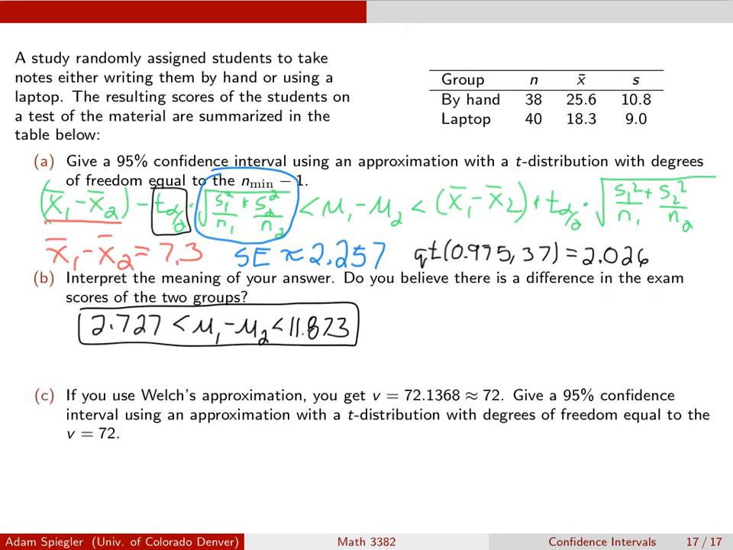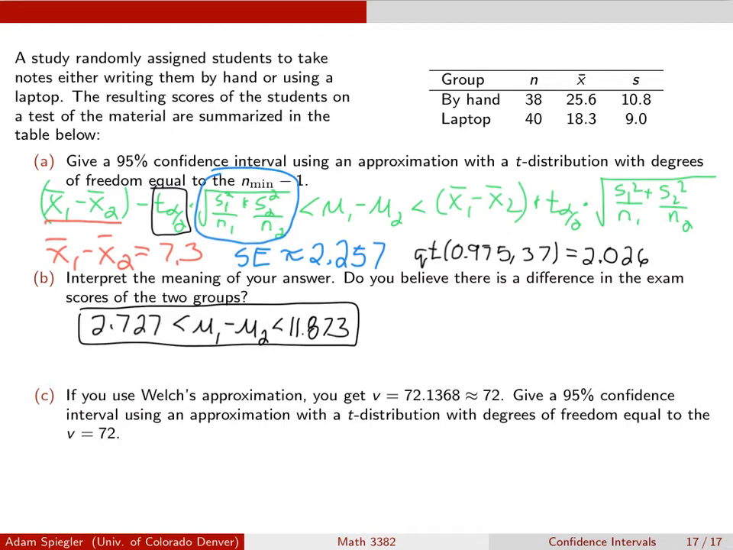And let me just say, if you didn't have R available to you and instead you were working with a t-distribution table, let's flip over to what that t-distribution would look like to show where you might get that estimate.